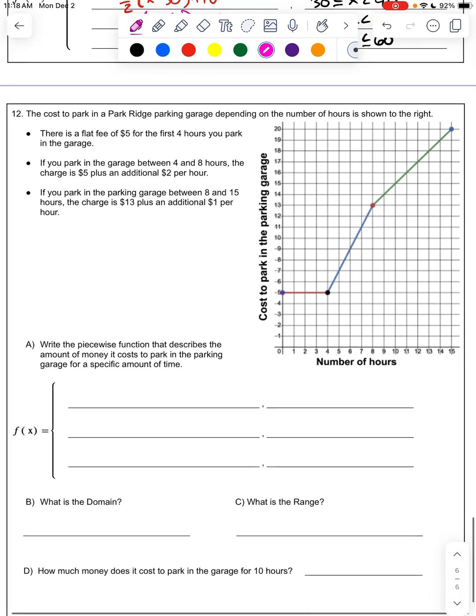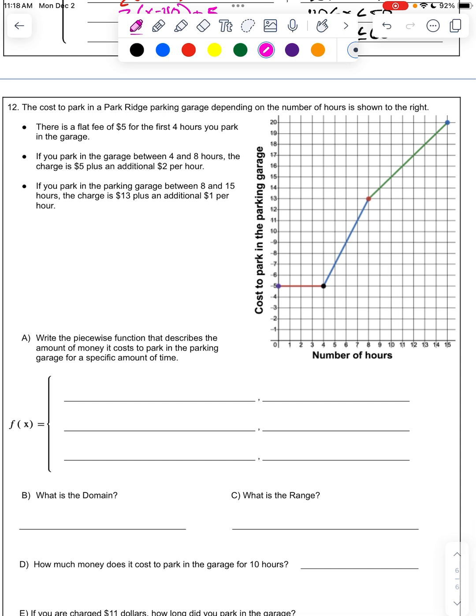All right, number 12. This is our last problem on here. We're talking about the cost of a parking garage depending on how many hours is shown. There's a flat fee of $5 for the first 4 hours. You charge between 4 and 8 hours. There's that charge of $5 still applies plus $2 an hour. Between 8 and 15 hours, it's 13 plus an additional $1 per hour. So the longer you're there, the less it costs you per hour. So write the piecewise function that describes this garage.